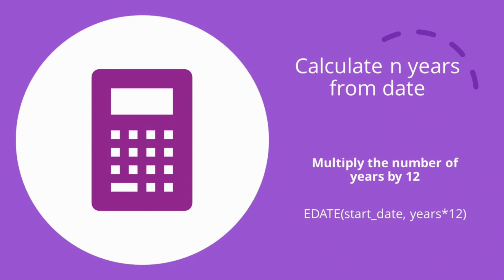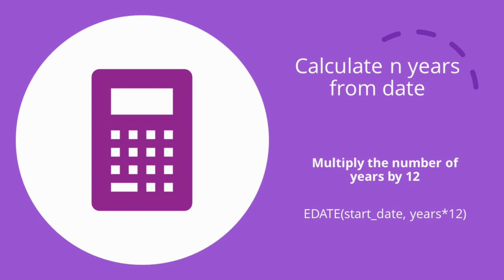So up until now, you have learned that the EDATE function can be used to move into the future or the past n number of months from the present date or the date that you input. But there may arise situations when you need to go into the future or the past n number of years instead of n number of months. In that case, you can again use the EDATE function but with certain modifications.